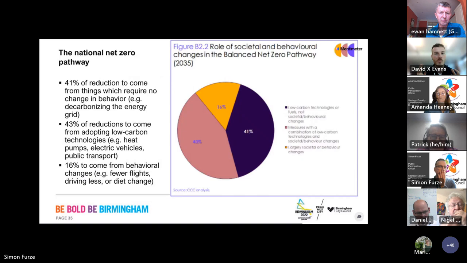So when we talk about climate change and net zero in particular, what behaviours are we talking about exactly? This is some quite wordy research from the Committee on Climate Change, which is the government's independent body who review climate policy and make recommendations. In their scenario of getting to net zero, they estimate that 41% of the reductions will come from things which require no behaviour change. This could be like the national grid becoming decarbonized and renewable energy sources providing our electricity in our homes, etc.